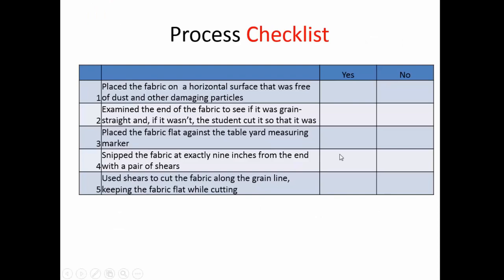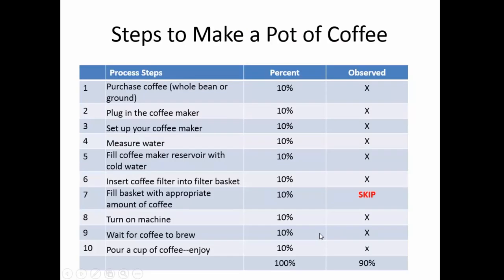So when you're grading process, it is a yes or no. Did they do step one? Did they do step two? And so forth. And here's an example that I like to use. Let's say that making a pot of coffee is 10 steps. And so they do step one, step two, step three, but then when they get to step four where they have to fill the basket with coffee, they didn't do that one.